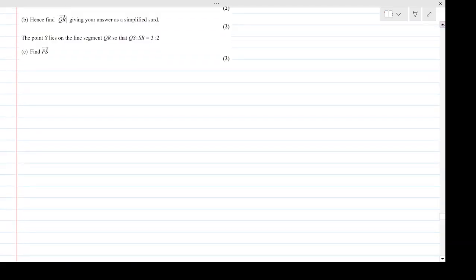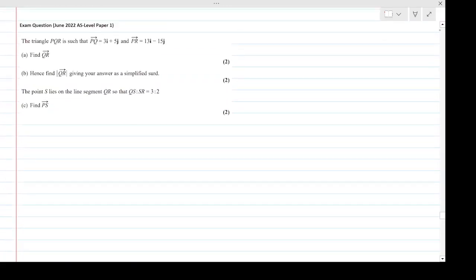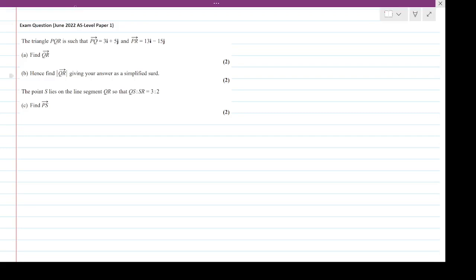Right, we're going to finish off with an exam question. And we are given now the triangle PQR. It's actually not too dissimilar to the last question. The triangle PQR is such that the vector PQ is 3i plus 5j and PR is 3i minus 15j. Find the vector QR.